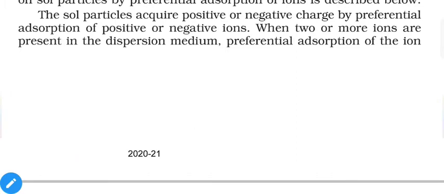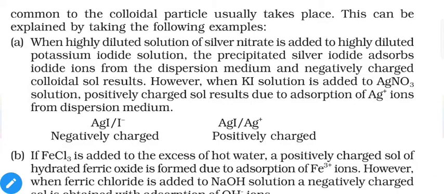The Sol particles acquire positive or negative charge by preferential adsorption of positive or negative ion. When two or more ions are present in the dispersion medium, preferential adsorption of the ion common to the colloidal particle usually takes place. This can be explained by taking the following example. First case, when highly diluted solution of silver nitrate is added to highly diluted potassium iodide solution, the precipitated silver iodide adsorbs iodide ions from the dispersion medium and negatively charged colloidal Sol results.